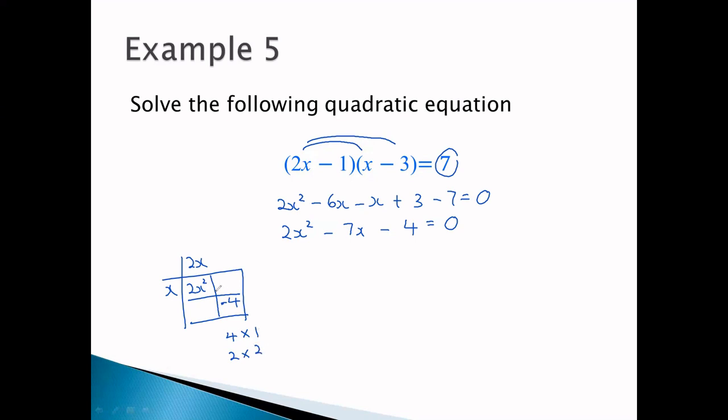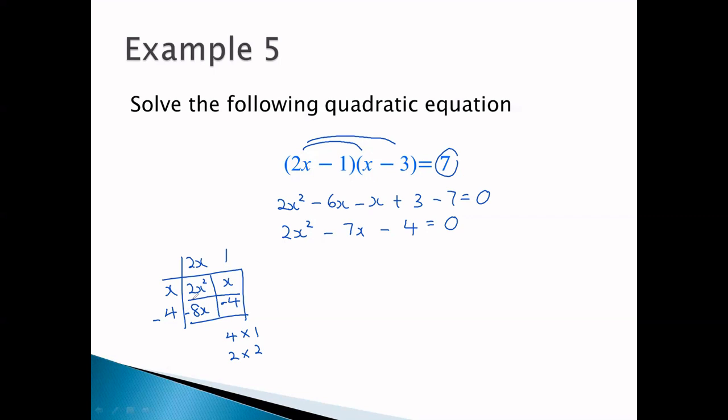Okay, so probably I'm going to put a 4 here and a 1 here. Okay, I get 2x times 4 is 8x. 1 times x is x. But I'm supposed to get a negative 7x. And don't forget, negative 4 is a positive number times a negative number. So one of them now has to be negative. And where do I put that? I guess it's here, because x minus 8x will give me minus 7x.